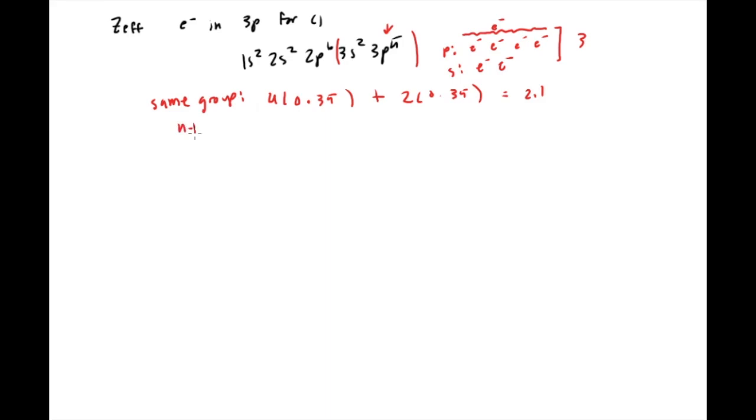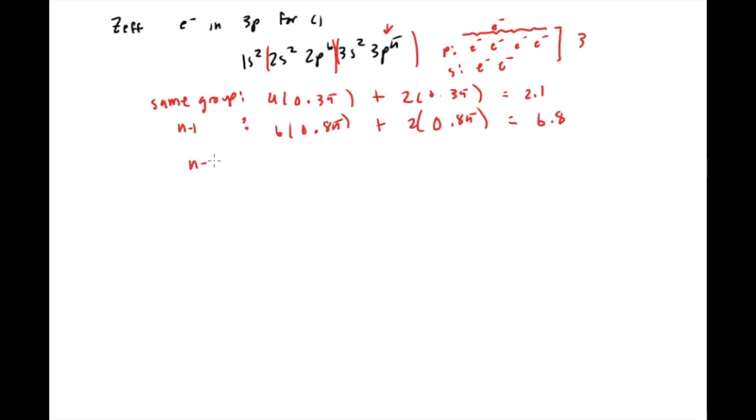And now we need to look at n-1, which has a contribution of 0.85. And so we have 8 of these electrons, 6 from the p and 2 from the s. So we have 6 times 0.85 plus 2 times 0.85. And if we plug this into our calculator, we get a value of 6.8.